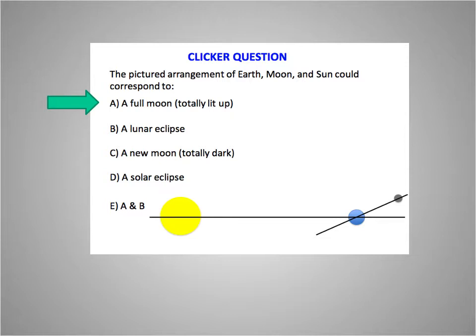And the reason that it's not producing a lunar eclipse is because you see how the orbital planes are not aligned in such a way that the Earth could produce a shadow onto the moon. Got to have just the right alignment for that to occur.